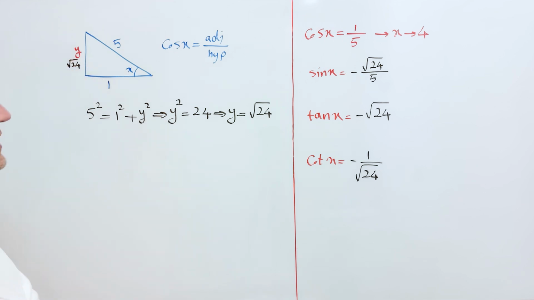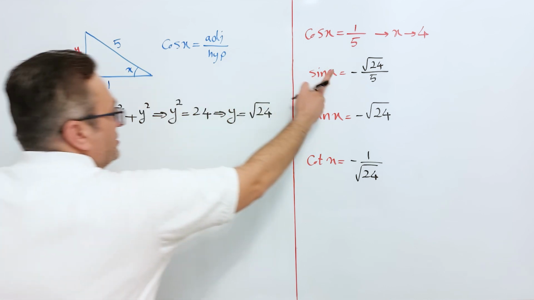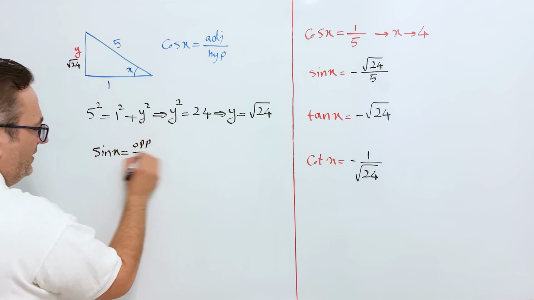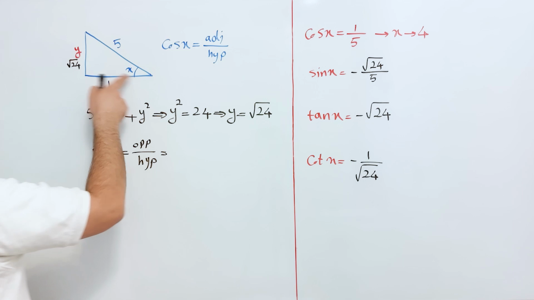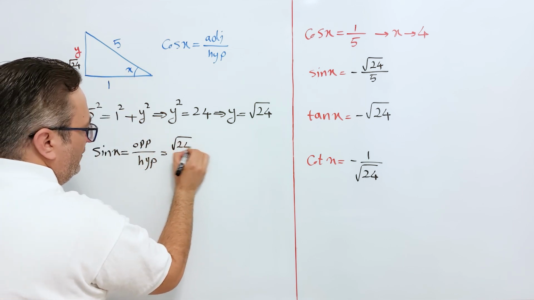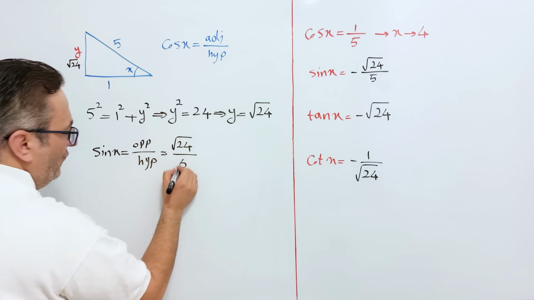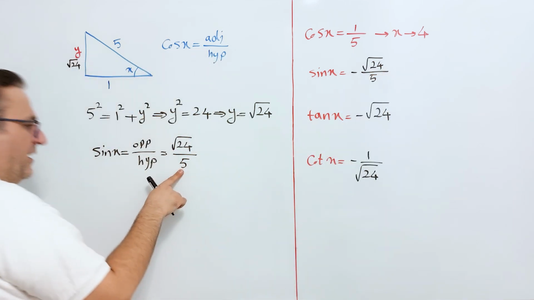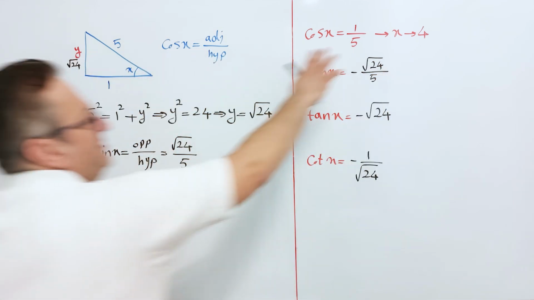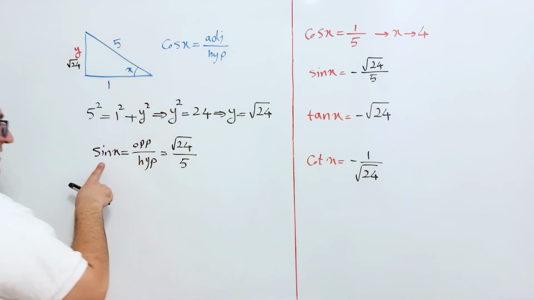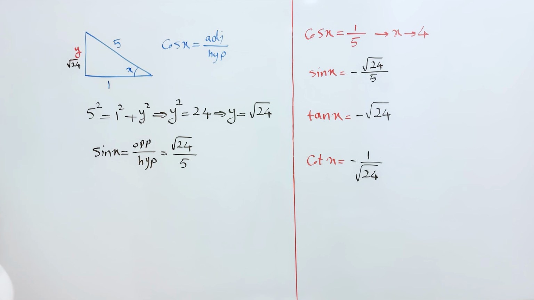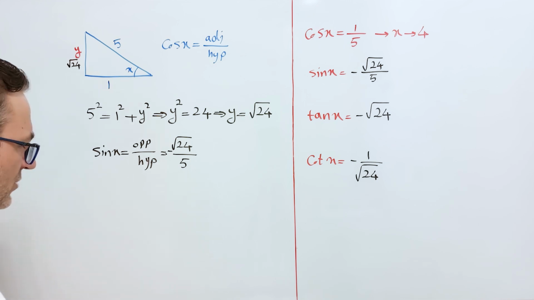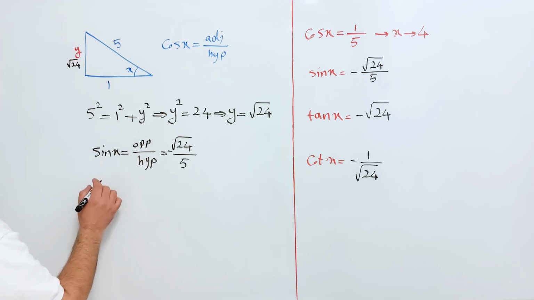Okay, so according to the definition, sine x is equal to the opposite side divided by hypotenuse. So the opposite side is equal to the square root of 24, divided by hypotenuse 5. The square root of 24 divided by 5, and we know that x is in the fourth quadrant and the sign of sine in the fourth quadrant is negative. So sine x is negative the square root of 24 divided by 5.